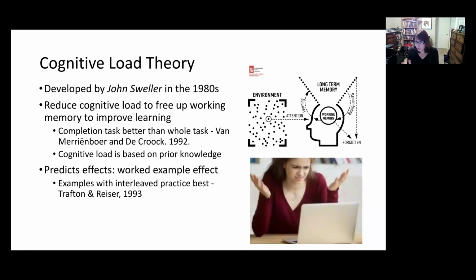Cognitive load theory is one of the things we're drawing on that says that all learning occurs in working memory, which is limited.